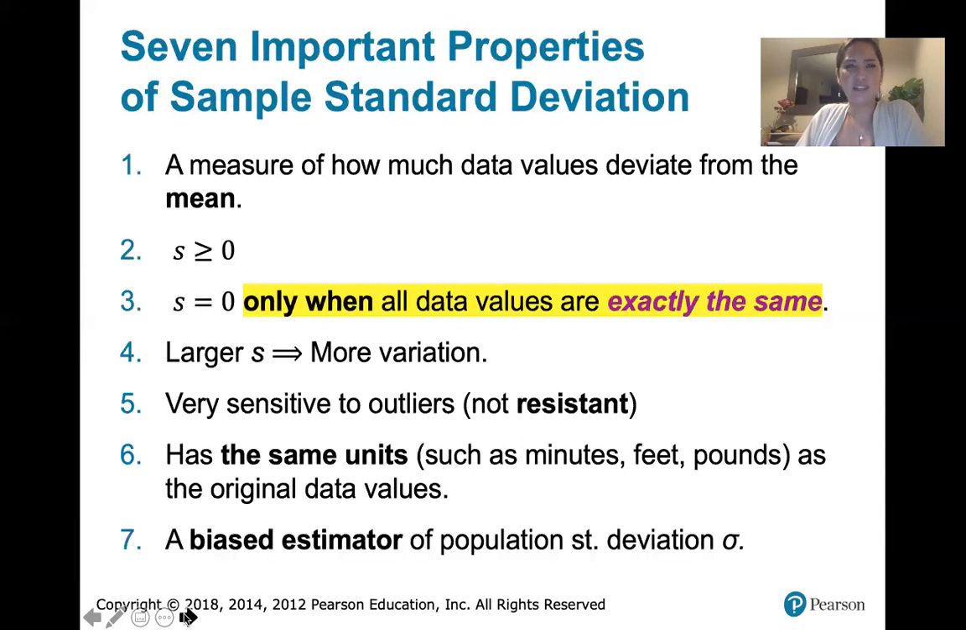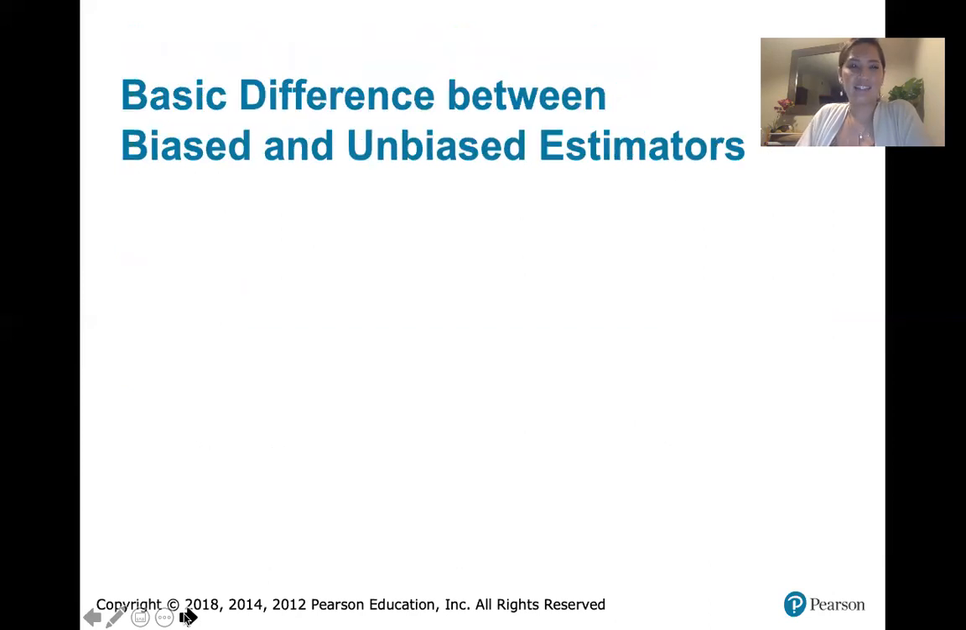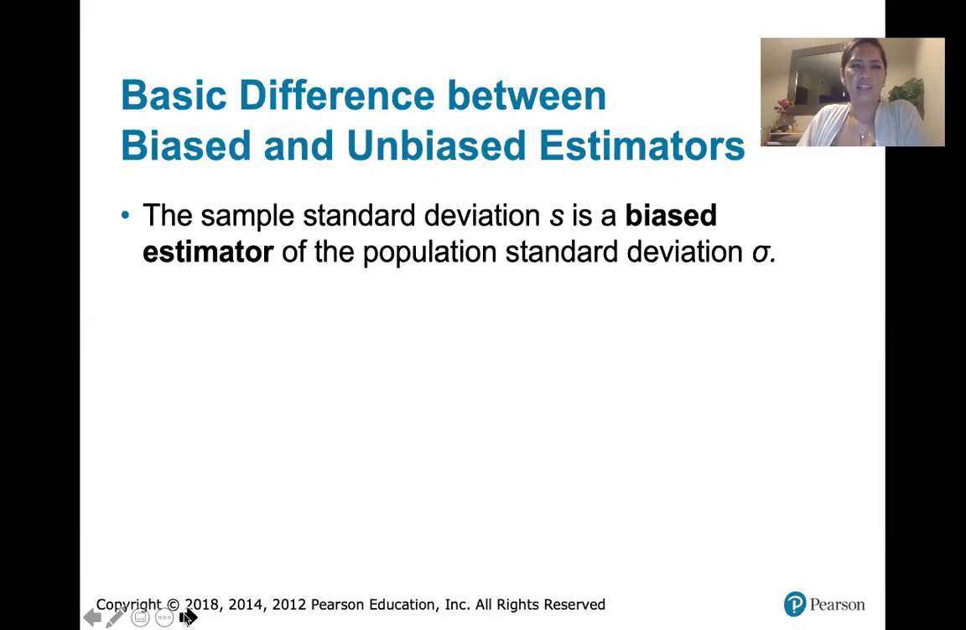Now, the last quality of sample standard deviation is that it's a biased estimator of the population standard deviation, sigma. And I'm going to tell you what a biased estimator is on the next slide. So this is just the basic difference. We're going to revisit this idea in the next learning outcome for this lesson, and then also again when we talk about sampling distributions in Chapter 7. But the sample standard deviation, S, we say it's a biased estimator of the population standard deviation, sigma.